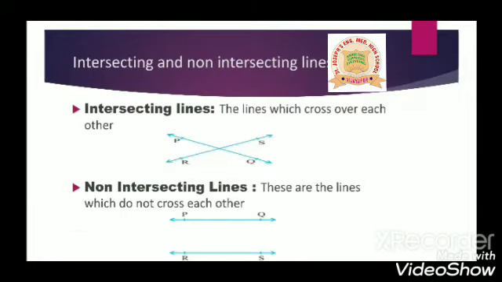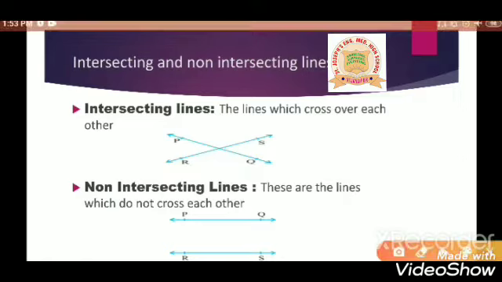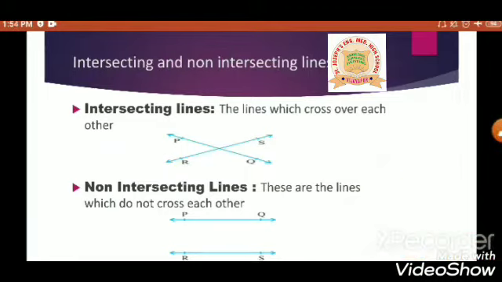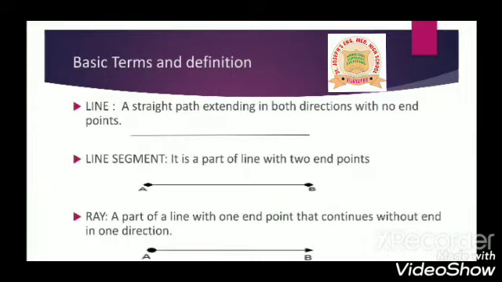Okay, so next is intersecting lines and non-intersecting lines. What are intersecting lines? Intersecting lines are the lines which cross over each other. If you see the diagram, they are crossing each other. One line is intersecting with the other line, so they are called intersecting lines. Non-intersecting lines are the lines which do not intersect with each other. Just see the figure. PQ is a line, and RS is also a line. They are not intersecting at any point.